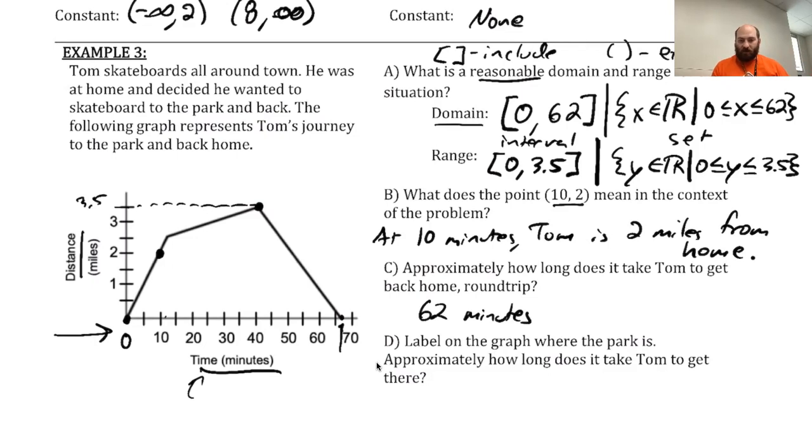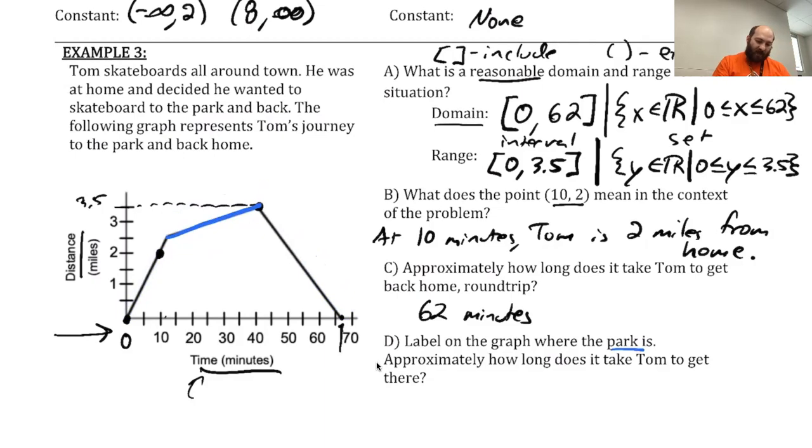Label on the graph where the park is. Approximately how long does it take Tom to get there? That's a weird one, I'll be honest. When I read this, the park is this spot, because I'm reading that Tom is skateboarding away from home. He gets somewhere, and I don't think this is accurate, but we're going to pretend that he's still skateboarding away from home while he's at the park, but he's doing it at a slower pace. He's not trying to go straight somewhere away from home. He's just riding along somewhere else. Then this is his return home. Like, this is going somewhere, and then this is going home, okay? So this has got to be the time at the park.